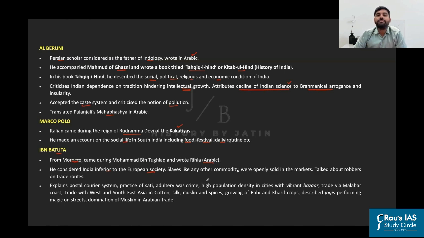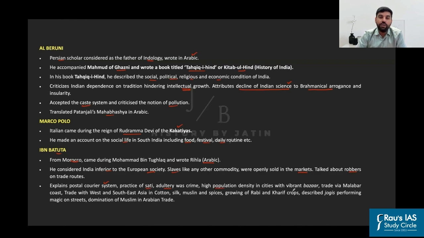So as he had seen both societies, he started comparing Indian society with that of Europe. He talks about slaves, he talks about the markets, robbers on the trade routes. He had to carry a passport to enter India. He explains the postal courier system. Sati, adultery was a crime. Population density was very high in India. Imagine that time, 800 years back, he's saying population density was very high.